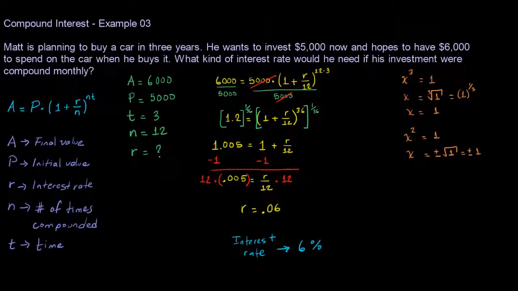6%. So if Matt wants to buy a car in 3 years, and he wants to invest 5,000 and hopes to have 6,000 to spend on a car when he buys it, the interest rate he would need is 6%, compounded monthly. And basically that will be all with this exercise.